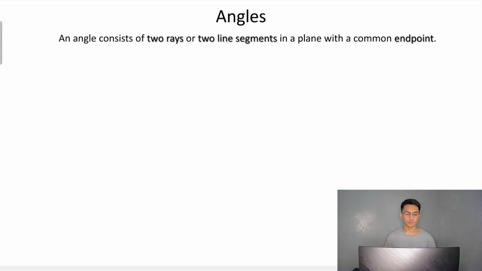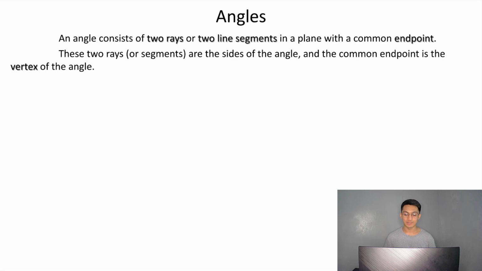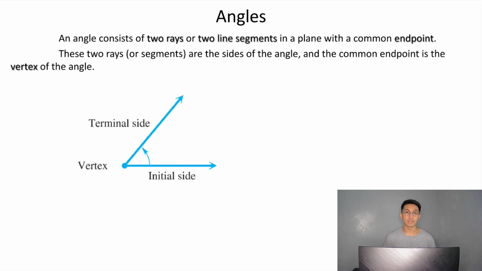Angle consists of two rays or two line segments in a plane with a common endpoint. These two rays or segments are the sides of the angle and the common endpoint is called the vertex of the angle. So we say this figure, yung two line segments na yun ay tinatawag natin as the initial side and the terminal side. And to measure the angle, gagawa tayo ng ray from here. Susukatin natin yung angle hanggang terminal side from the initial side to the terminal side.